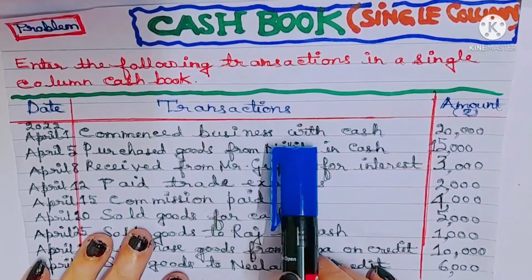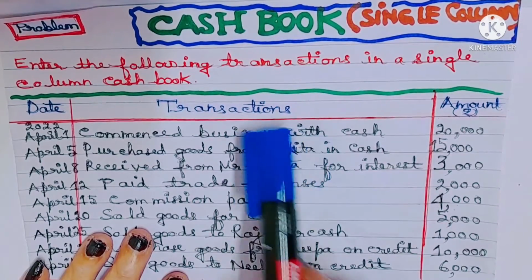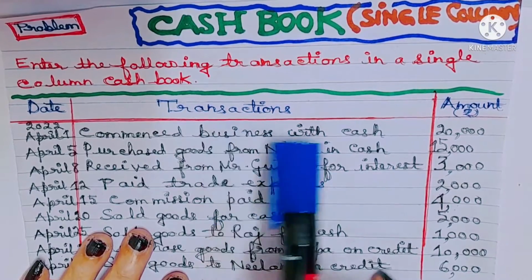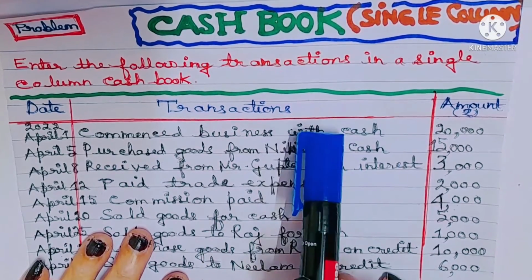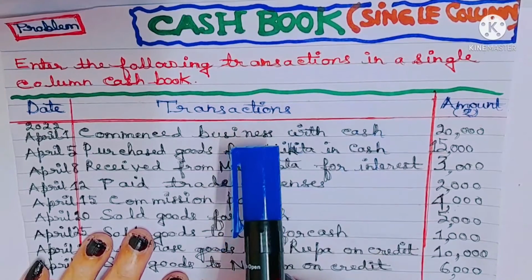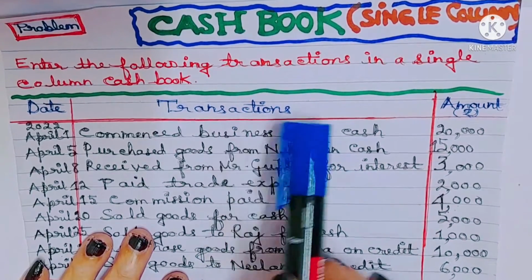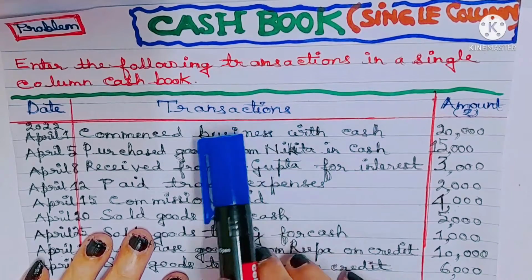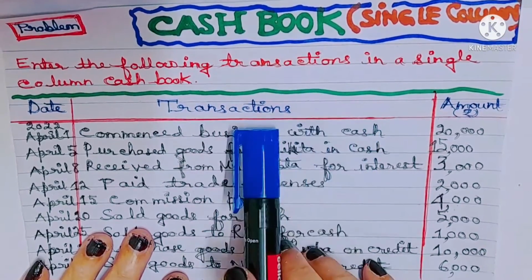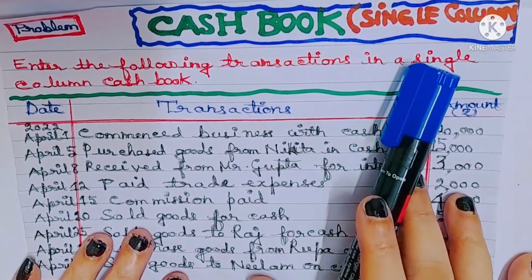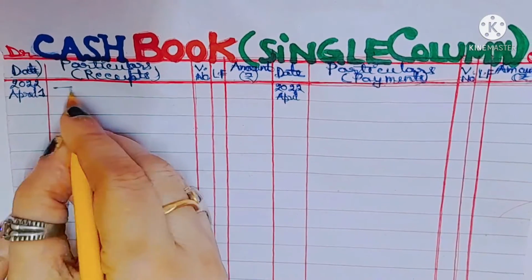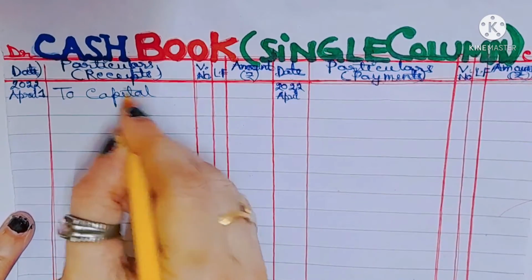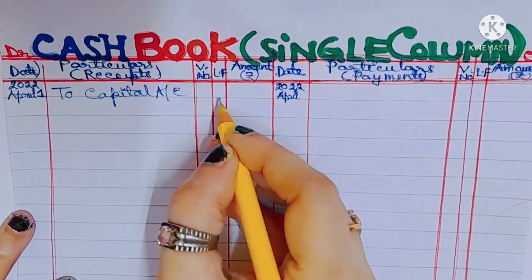So what will be the journal entry? The journal entry will be cash account debit to capital account. What is the position of cash account? Since cash account is on the debit side, capital account will be on the debit side too. So we'll have to write to capital account in the cash book on the debit side. Okay, so let's write. On 1st April, to capital account, how much? 20,000.